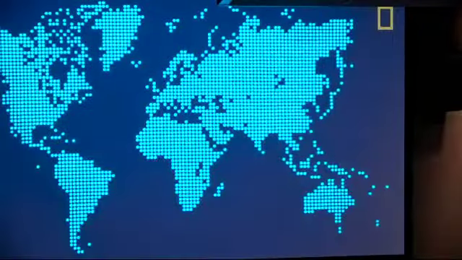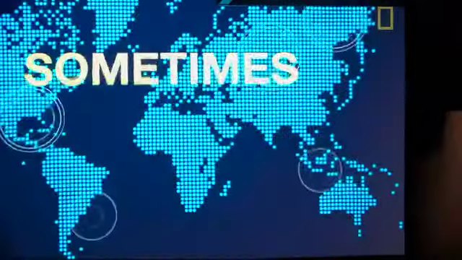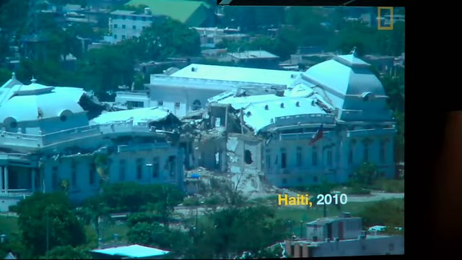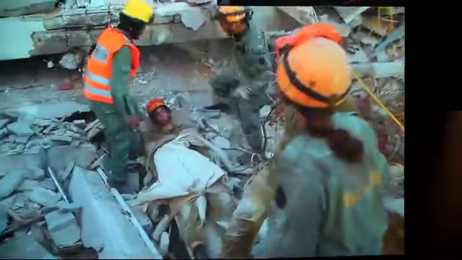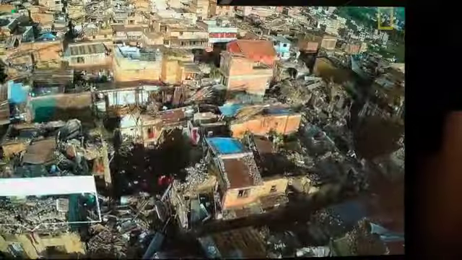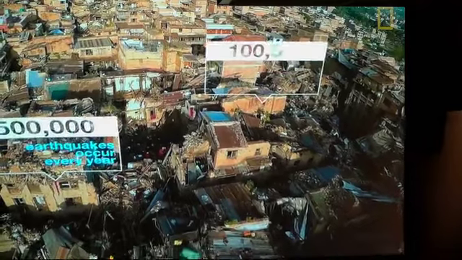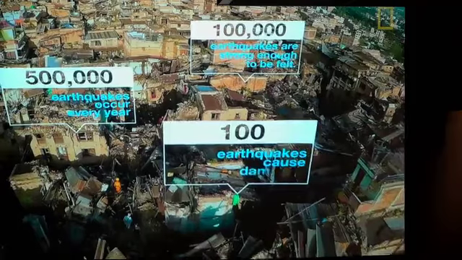On average, earthquakes kill about 10,000 people each year. Sometimes numbers are far higher. The quake that hit Haiti in 2010 killed more than 300,000 by some counts, making it one of the deadliest on record. It is estimated that there are 500,000 detectable earthquakes in the world each year. 100,000 of these can be felt, and 100 of them cause damage.